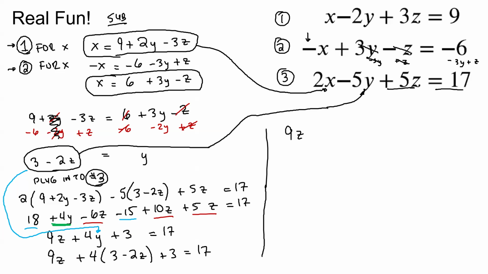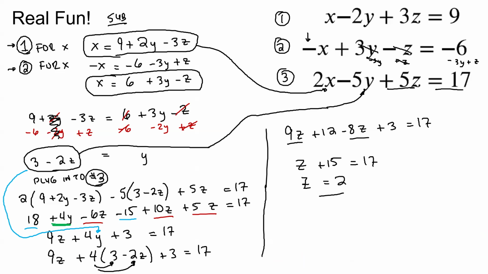I got a 9z. I'm distributing the 4 to 3 would be 12. And the 4 to negative 2z would be negative 8z. And then I've got a plus 3. That's equal to 17. Haven't changed anything on the right-hand side of this at all, but you can see that 9z minus 8z would be z. 12 plus 3 would be 15. Over here is a 17. I subtract 15, and I get z equals 2.